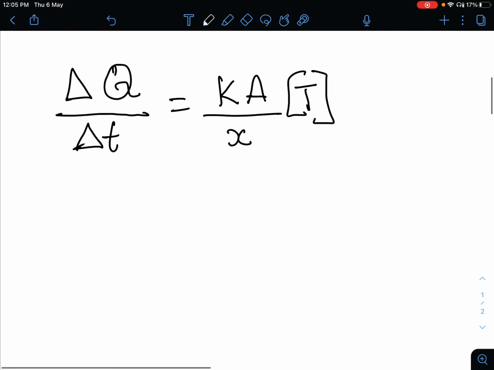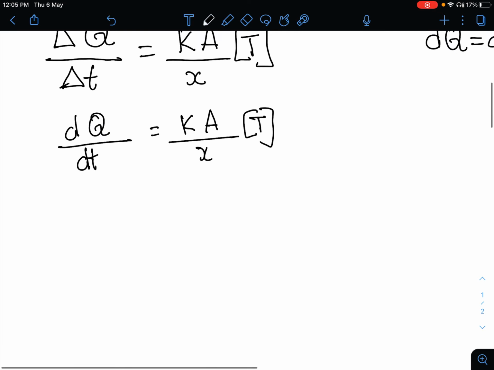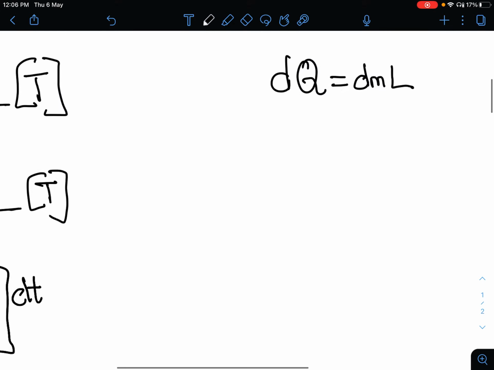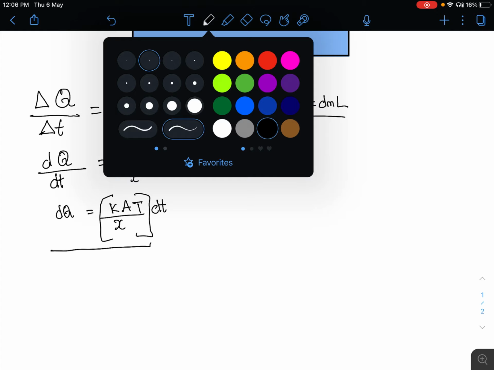Now, first, this I can write as dq by dt. This will be equal to KAT by x. Now, dq can be written as KAT by x into dt. Here capital T is temperature, small t is time. Please don't get confused. Now from this equation and this equation, I am going to write another equation.